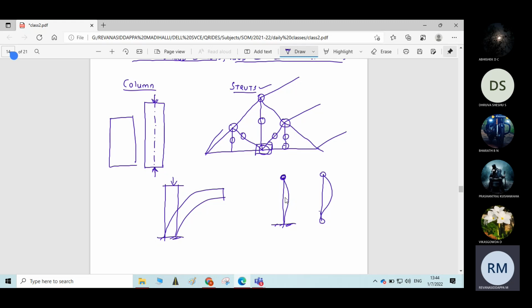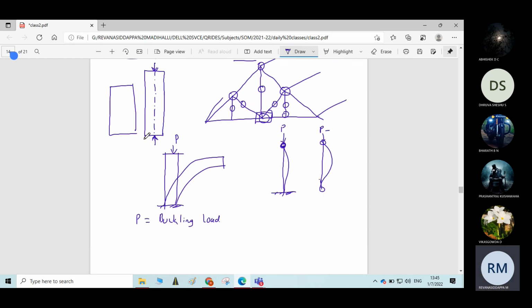So in all these cases, when they undergo some particular deformation, there is a threshold load. There is a load at which the column will start buckling. There is a particular magnitude of the force P for which the column will just tend to buckle. That load is called the buckling load.